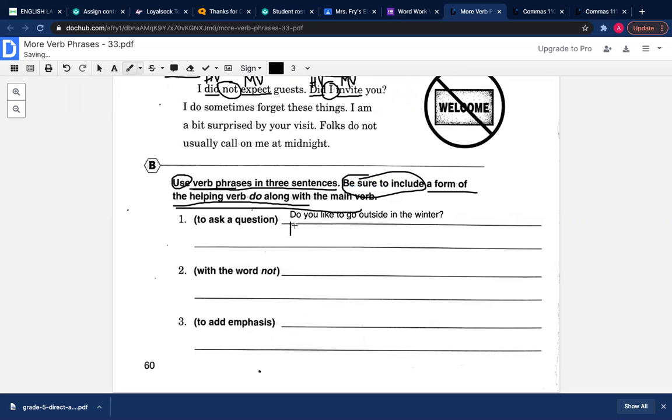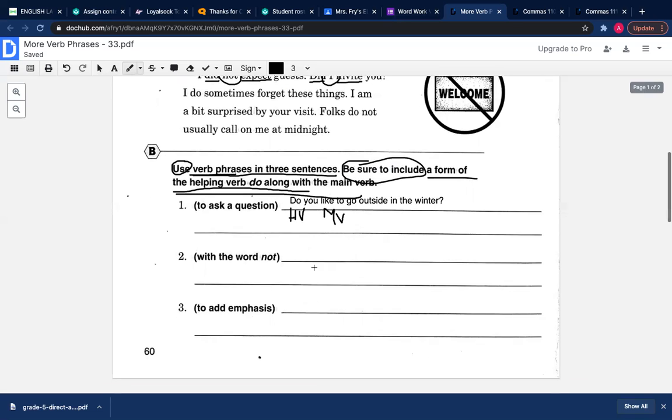That's our helping verb, just to make sure that you guys know. And this is our main verb. You can use any main verb you want. Maybe you want to use the main verb ski. Like, do you go skiing or do you ski on the weekends? Maybe you want to use the word go. Do you go to your grandmother's house? Or did you go to your grandmother's house?